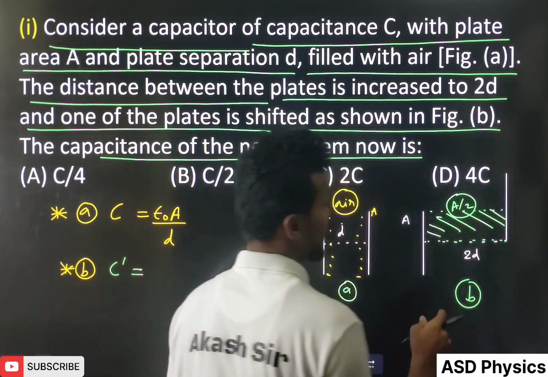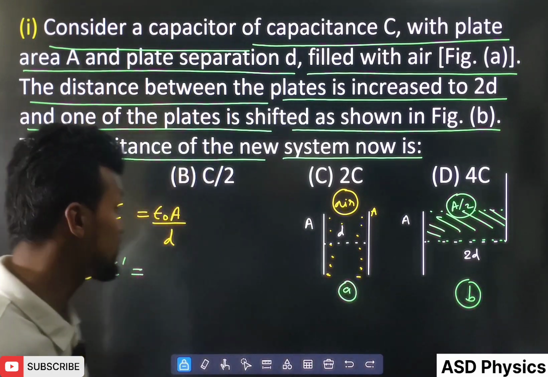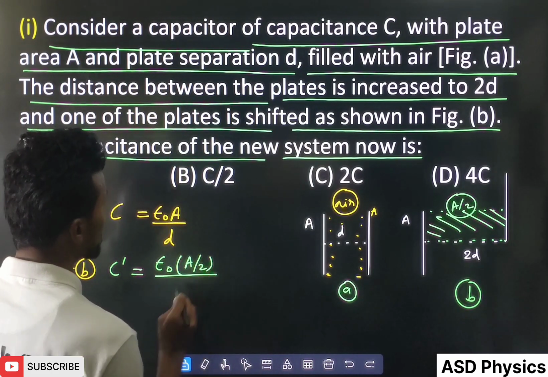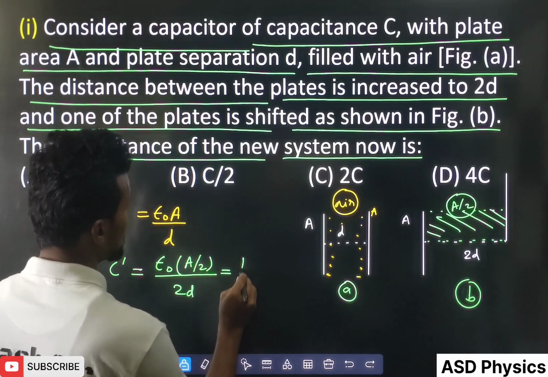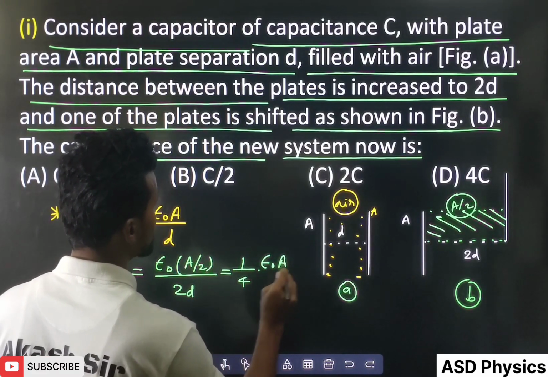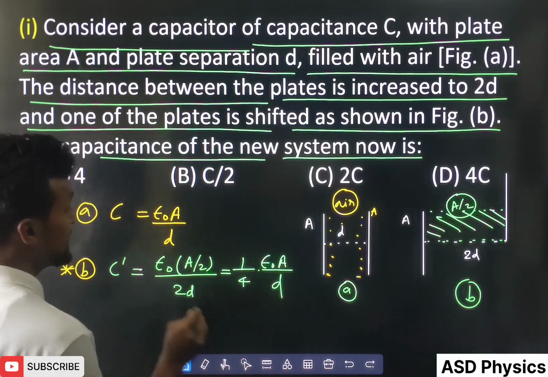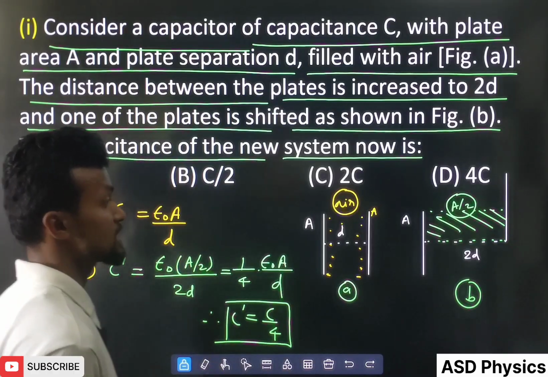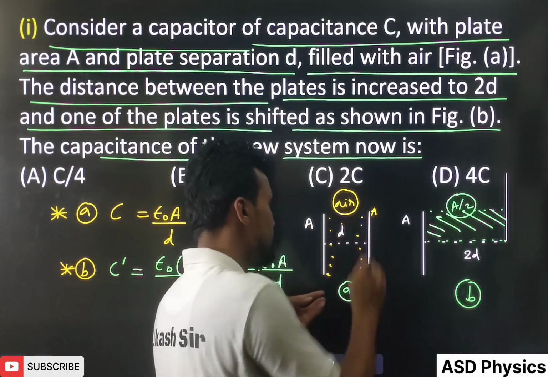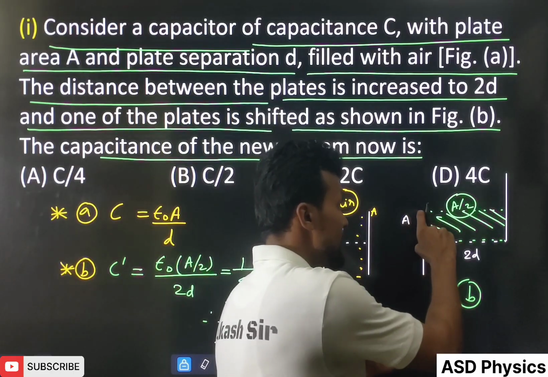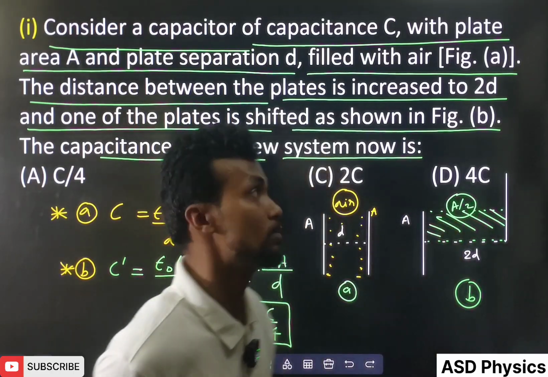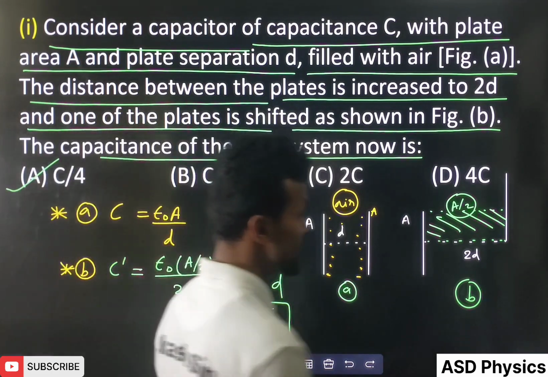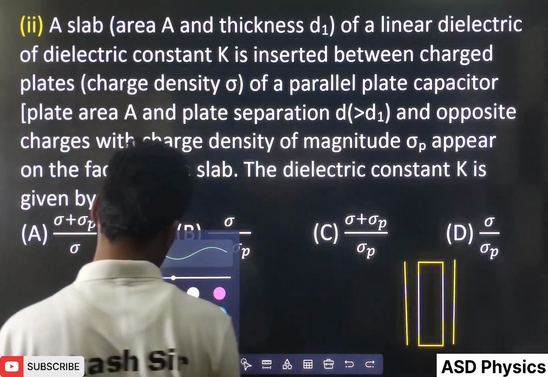This is A by 2, the common interface we have to see. Distance how much here? 2D. So here you see, students, epsilon naught, the common area A by 2 and the distance 2D. When I simplify this, it is coming 1 by 4 epsilon naught A by D. And what is epsilon naught A by D? C. That means we can write C dash equal to C by 4. Always remember that here we have to see the common area. Here also, common interface A, but here A by 2, common interface A by 2. Is it? So which option is correct here? The correct option is here. Option A is the answer. Is it? A little bit tricky question from the NEET and JEE concept.